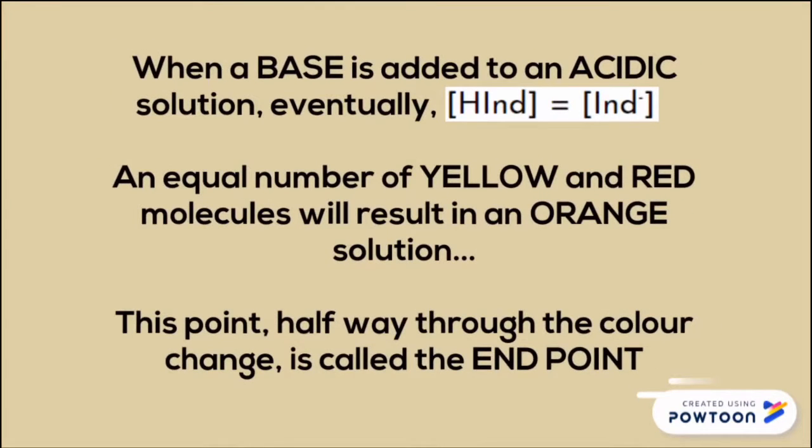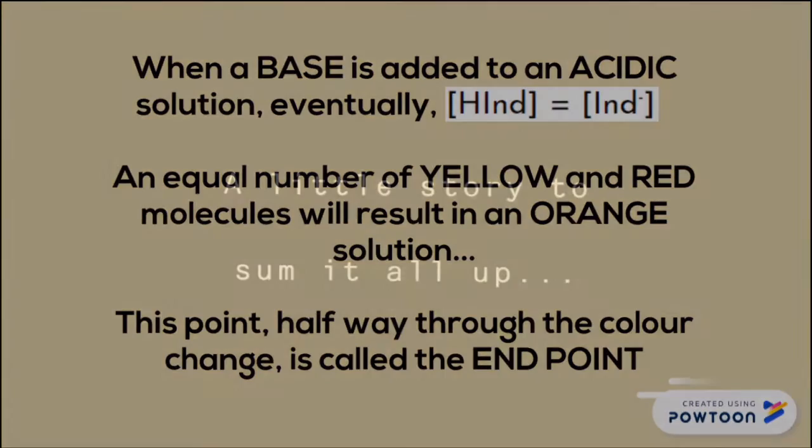When a base is added to an acidic solution, eventually the concentration of HIND will equal the concentration of IND negative. In this previous example, an equal number of yellow and red molecules will result in an orange solution, and this point halfway through the color change is called the endpoint.